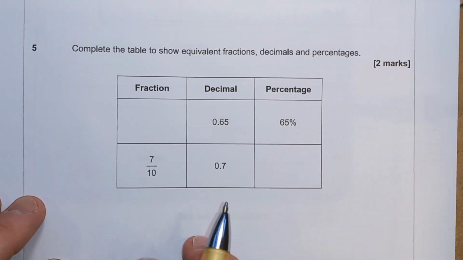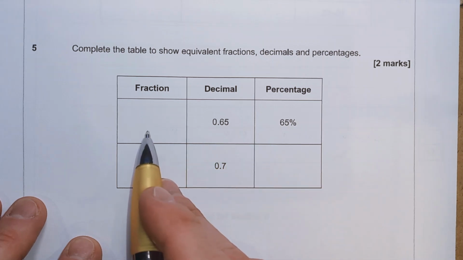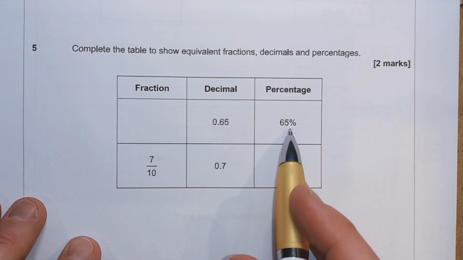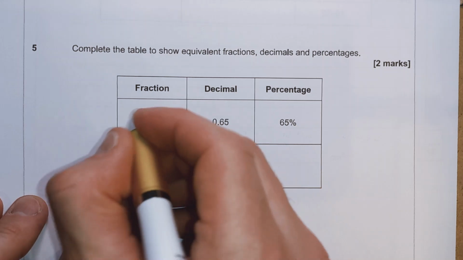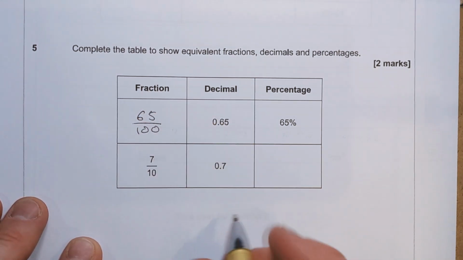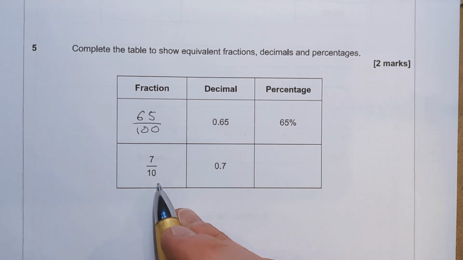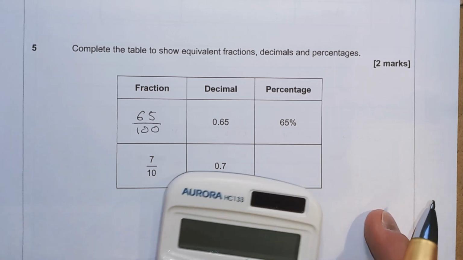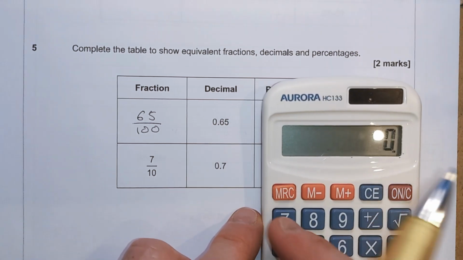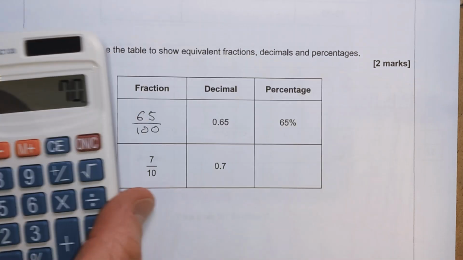Question 5. Complete the table to show equivalent fractions, decimals, and percentages. So we want this written as a fraction, 0.65 or 65%. Well, 65% means 65 out of 100. Now, 7 tenths or 0.7 as a percentage. Well, what we can do to turn it from a fraction to a percentage, I'm going to use a calculator and I'm going to say 7 divided by 10. To make it a percentage, we multiply by 100. So we get 70%.